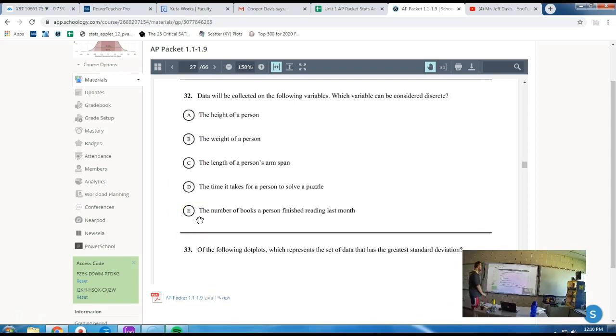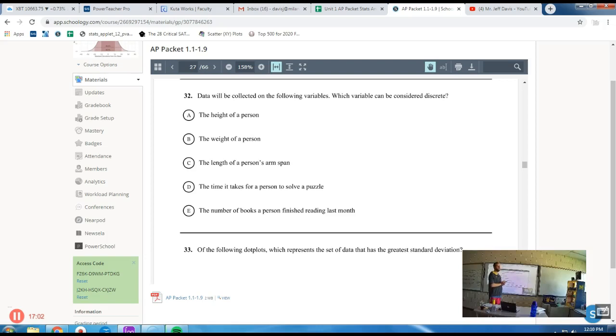All right, 32. We're going to collect data on the following variables. Which of the following is considered discrete? Discrete is where there's gaps in between the possible outcomes. So how many years have you attended? No.